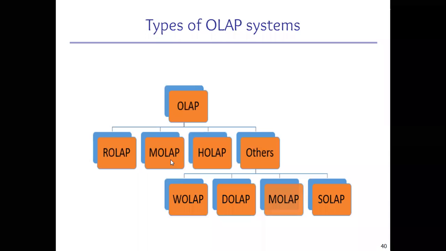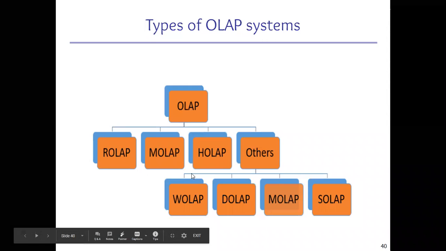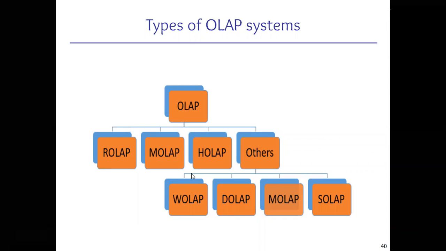Then MOLAP implements operations on multidimensional data. And what about HOLAP? In the HOLAP approach, aggregate totals are stored in multidimensional databases while the detailed data is stored in the relational databases. This offers both the efficiency of the ROLAP model and the performance of the MOLAP model. So HOLAP is a combination of ROLAP plus MOLAP. Okay, so we are going to see in detail what exactly all these points are.